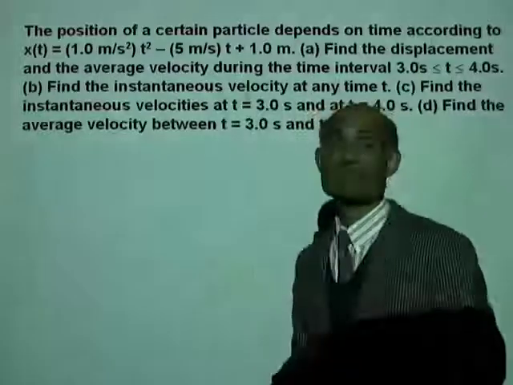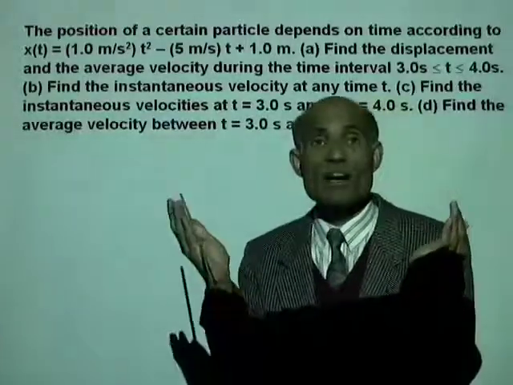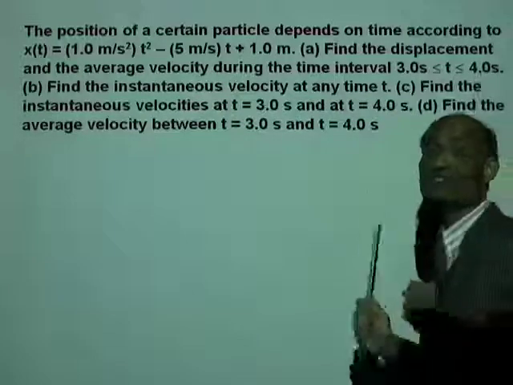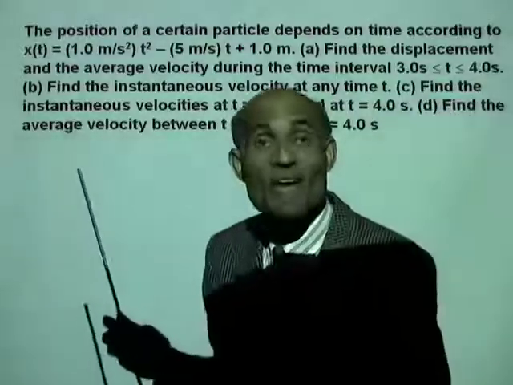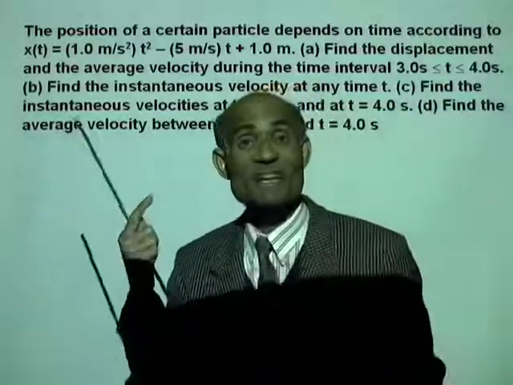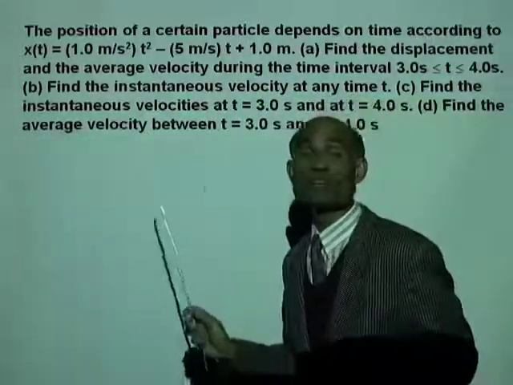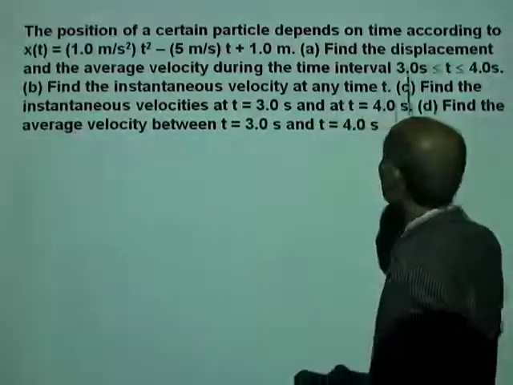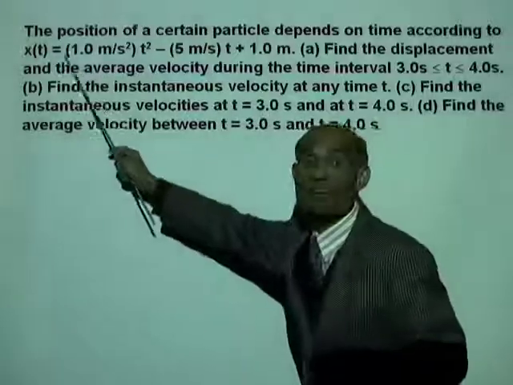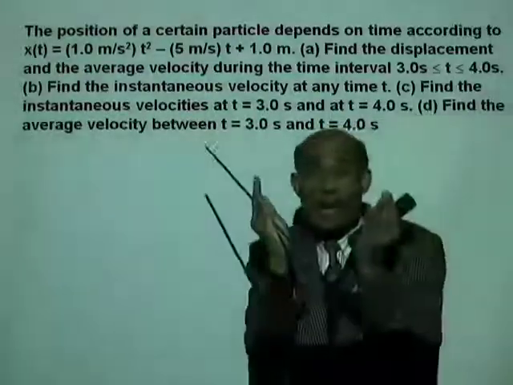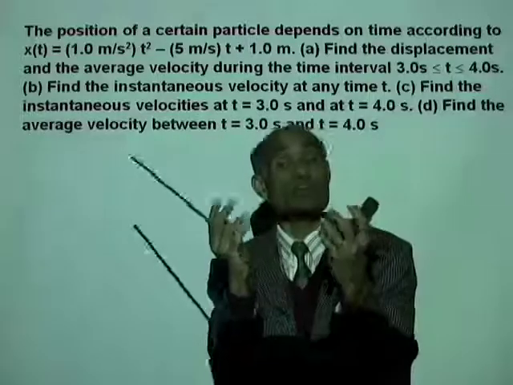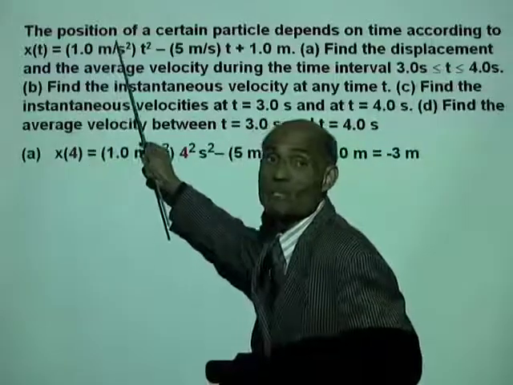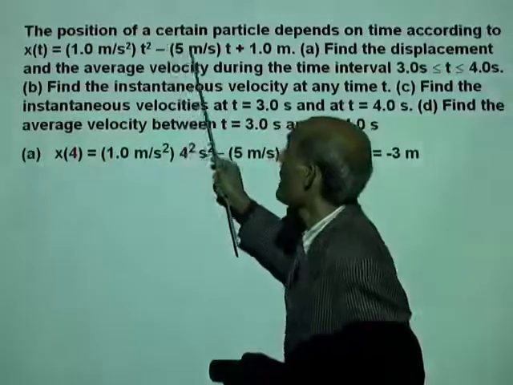Alright, let's do that part. What does that mean? Find the average velocity during the time interval from 3 seconds to 4 seconds. What is the time interval there? The time interval is just 1 second. What we need to do is know the position. What is the value of x at 3 seconds, and then the value of x at 4 seconds, so that we can find the change in position during that time interval.